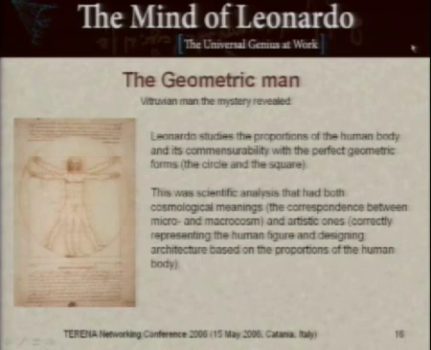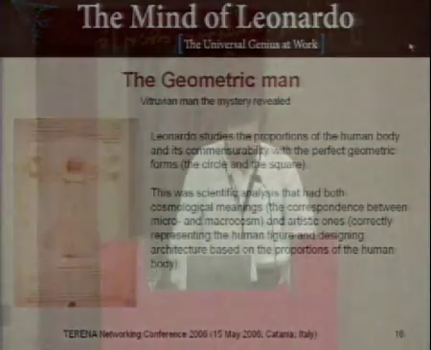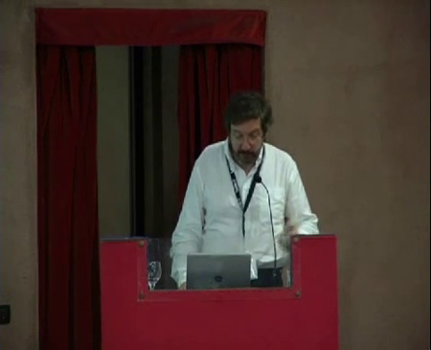Another point: the geometric man, the Vitruvian Man. It's a mystery, but this is a mystery revealed. Leonardo studied the proportions of the human body and its commensurability with the perfect geometric forms, the circle and the square. This was a scientific analysis that had both cosmological meanings, the correspondence between microcosm and macrocosm, and artistic ones, correctly representing the human figure. Architecture based on the proportions of the human body.